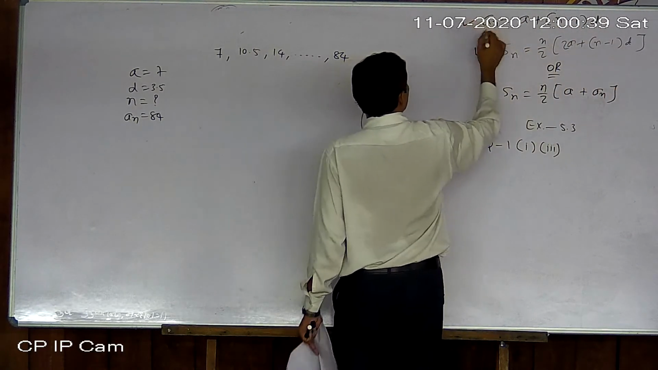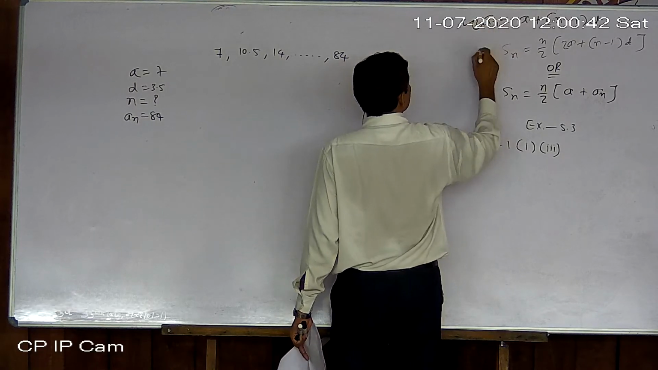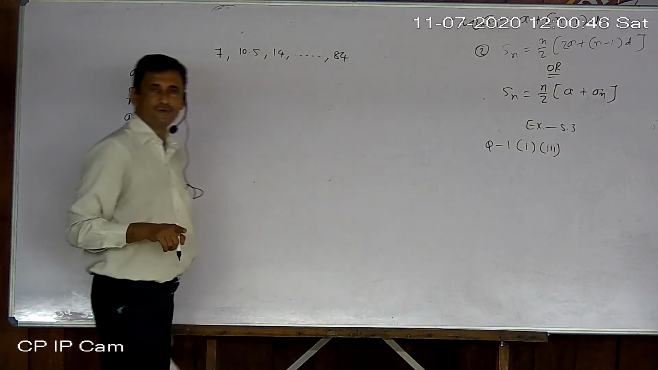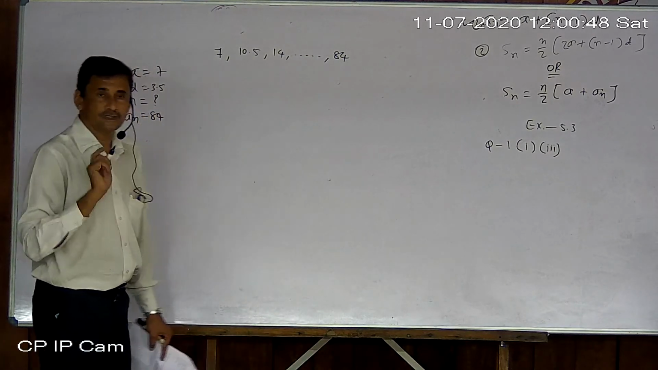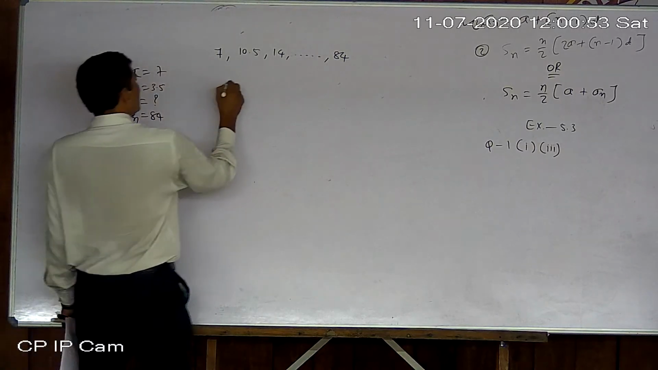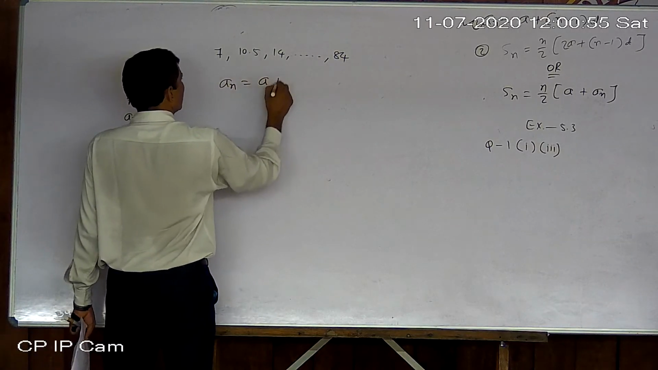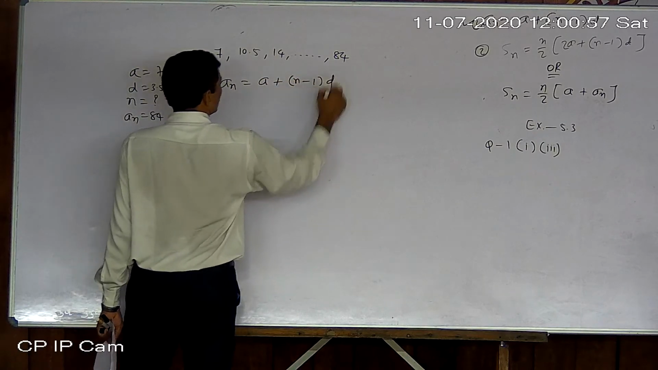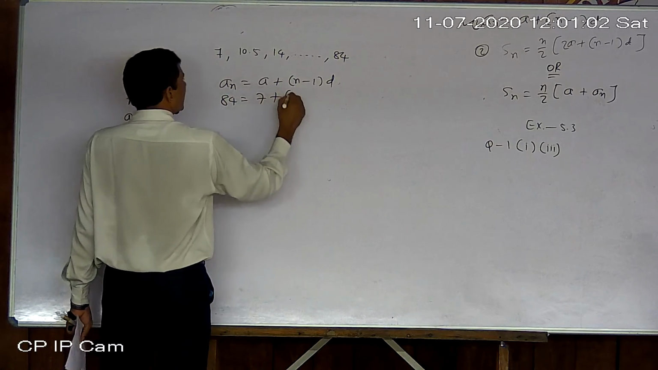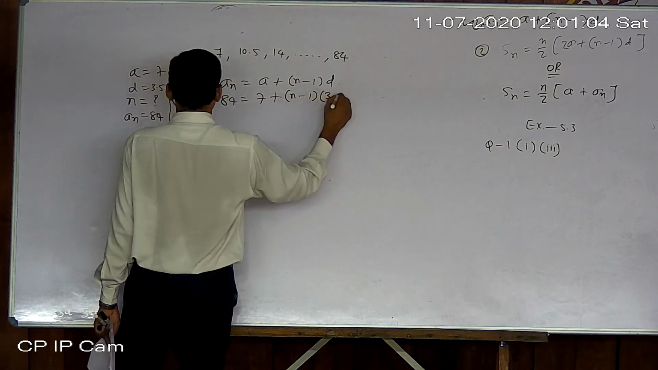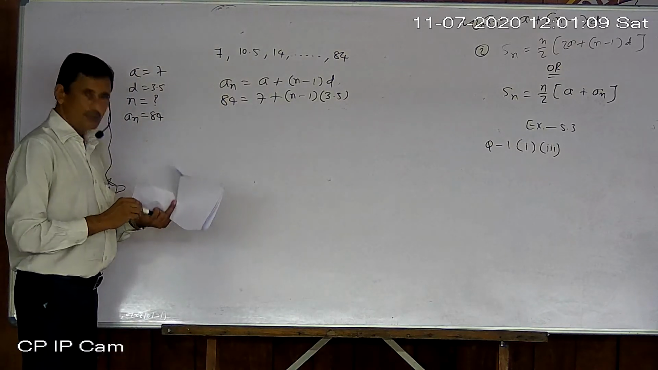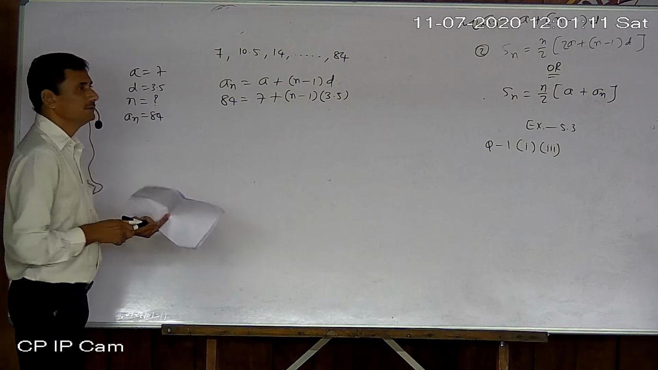Okay. Now we have to use this one. First, second. In second there are two ones. So first of all, we have to practice according to the previous exercise. Why? n is not given, the last term is given. Okay. So an equals a plus (n minus 1)d. 84 equals 7 plus (n minus 1) times 3.5. You know that process. We have done well practicing that.